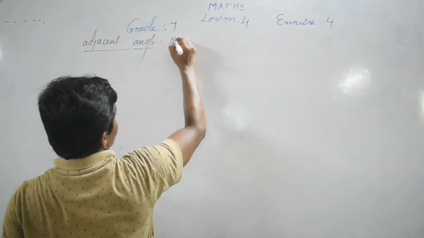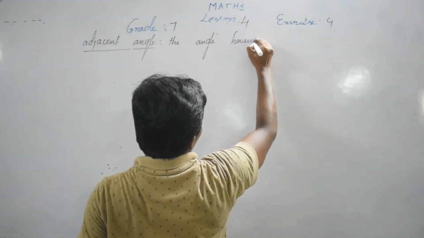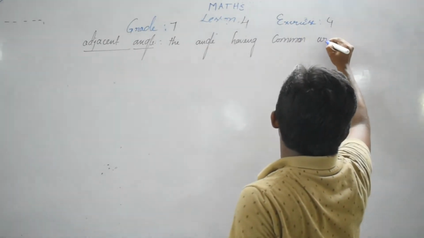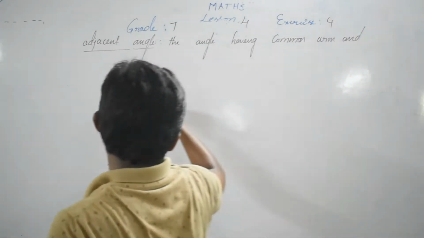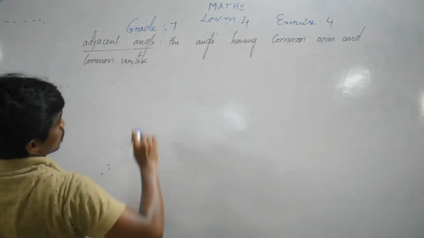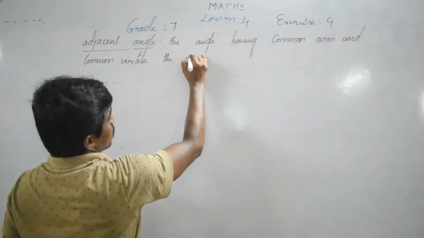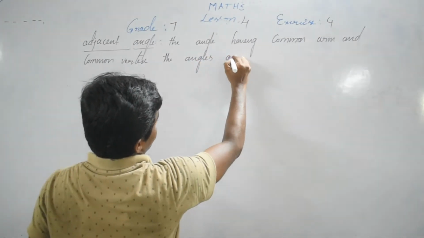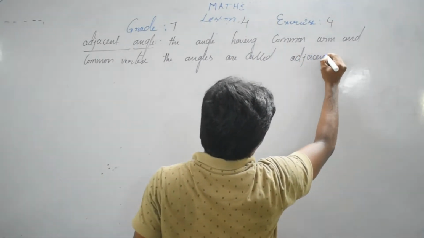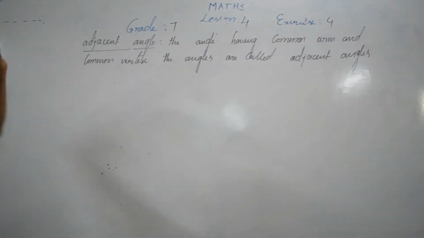See, the angles having a common arm and a common vertex. The angles having a common arm and common vertex, those angles are called adjacent angles. Here is the definition.